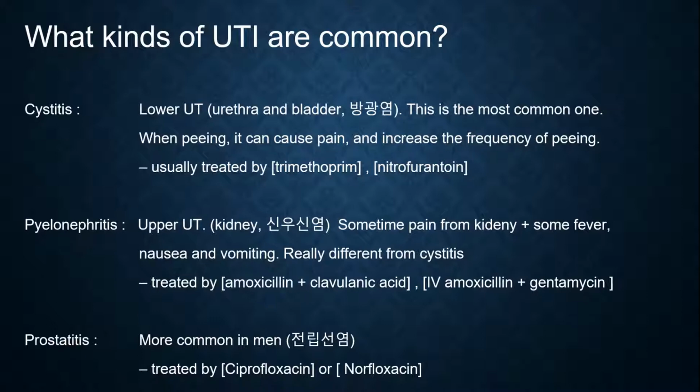The next one is pyelonephritis. This is in the upper urinary tract, near the kidney. Sometimes there is pain from the kidney, and it includes some fever, nausea, and vomiting. It is really different from cystitis because it is near the kidney. This is treated by amoxicillin plus clavulanic acid or IV amoxicillin plus gentamicin.